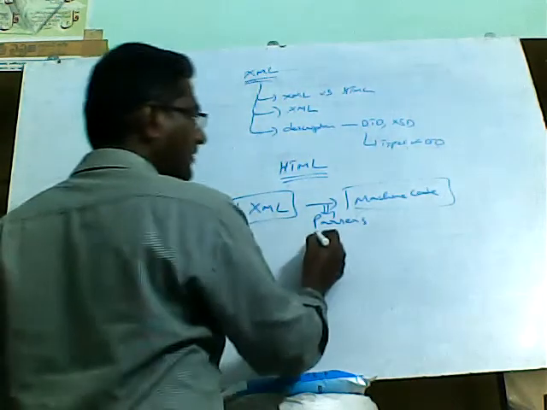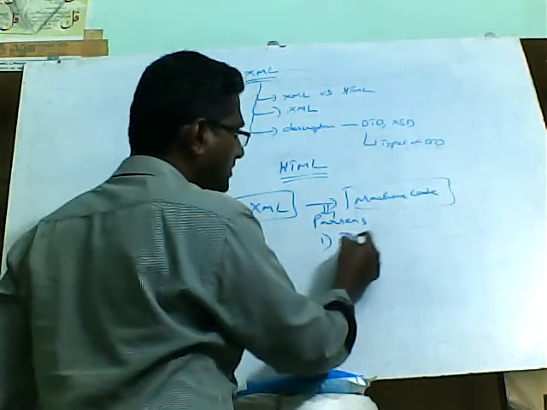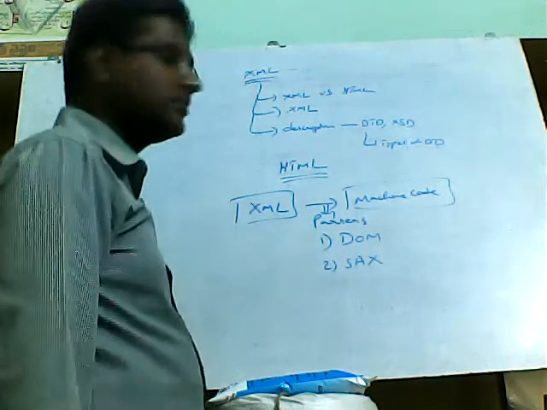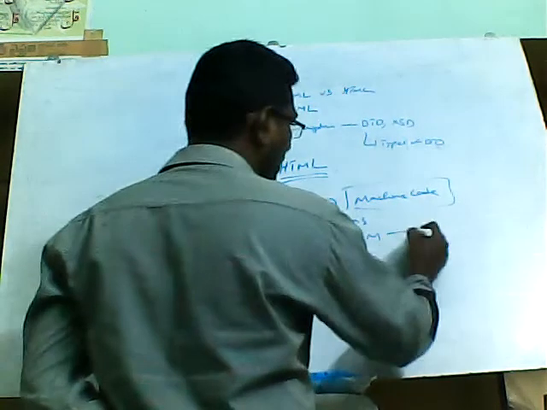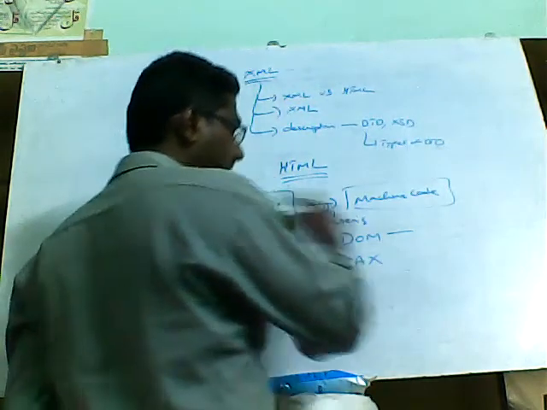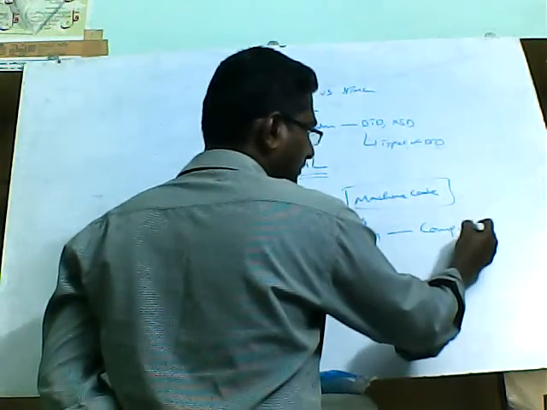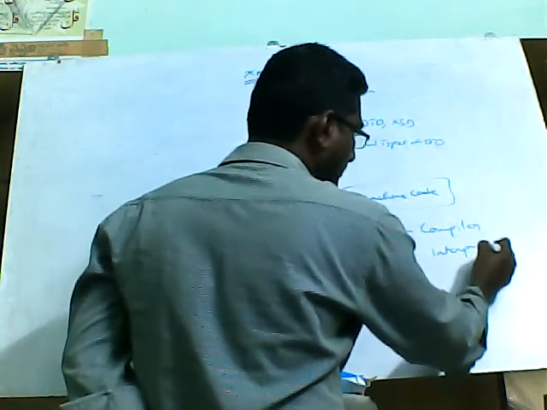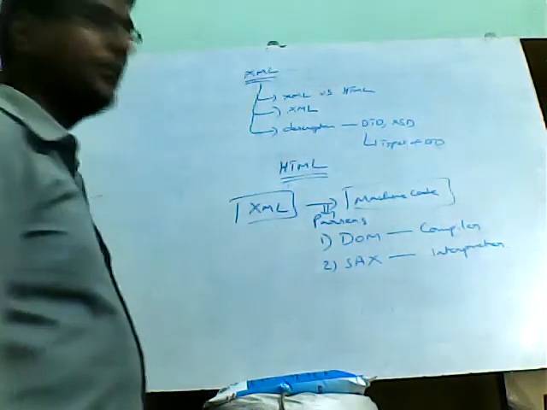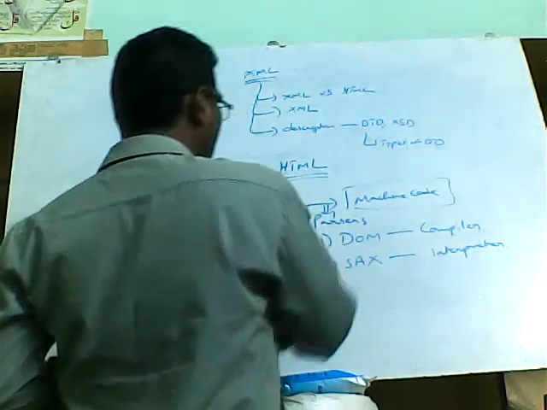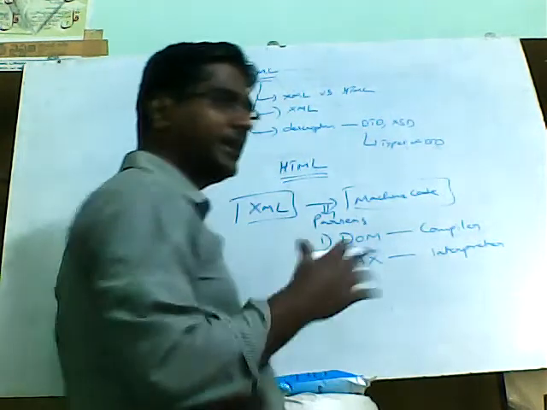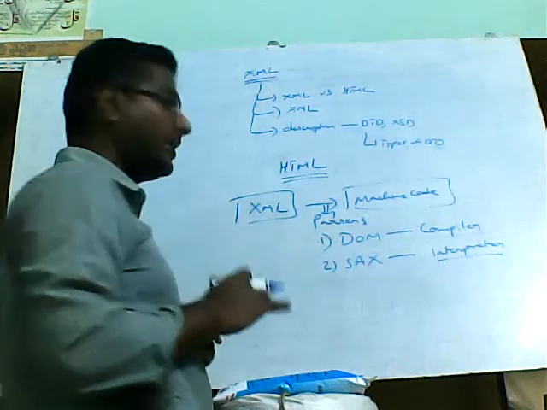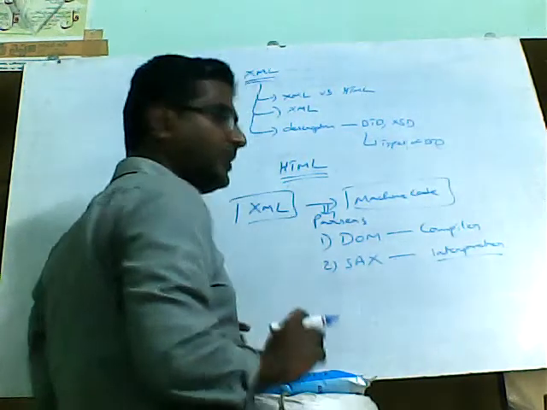In our syllabus, we have two different types of parsers, that is the DOM parser and the SAX parser. The DOM parser will work just like a compiler, and the SAX parser will work like an interpreter. What will the compiler do? It will convert the entire document to machine code at a time. But the interpreter will convert line by line. There is a difference here.